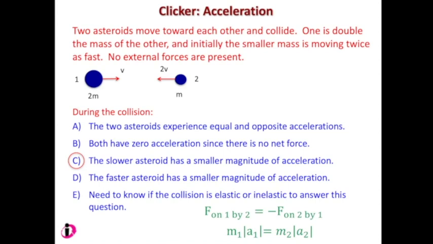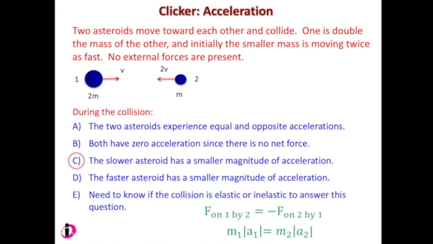Let's walk through the other answers and see why they're not. Well, A, the two asteroids experience equal and opposite accelerations. We just decided that that's impossible, right? We said because if the m's are not equal, then the a's cannot be either in order for that equality to hold. So that one's just kind of misguided, right? It's going on, oh, it kind of sounds right. But no, the forces are equal and opposite, not the accelerations.